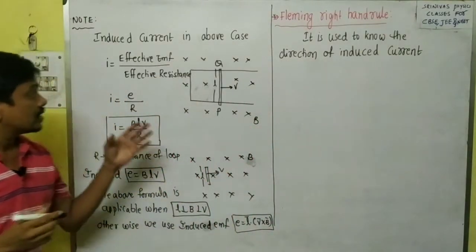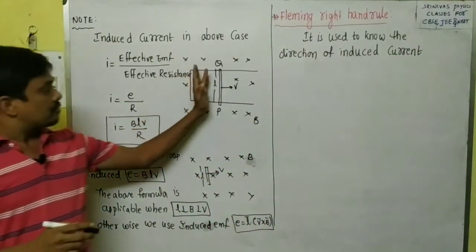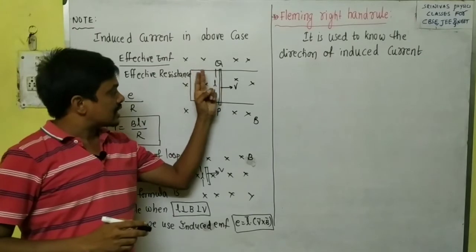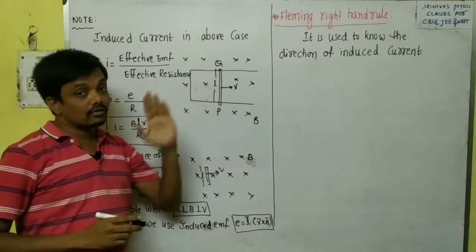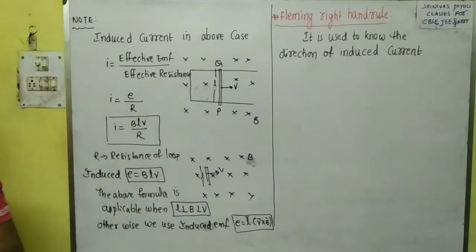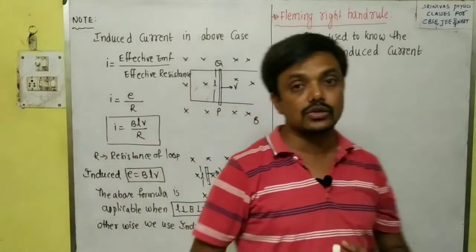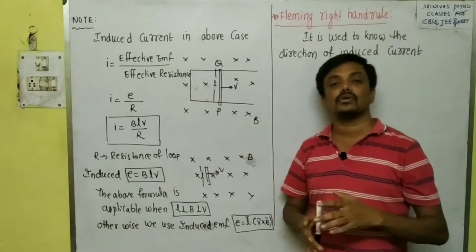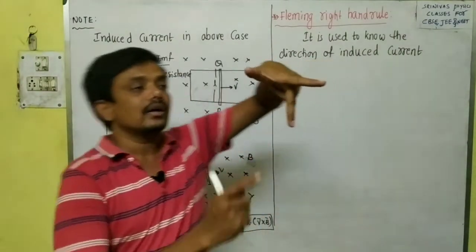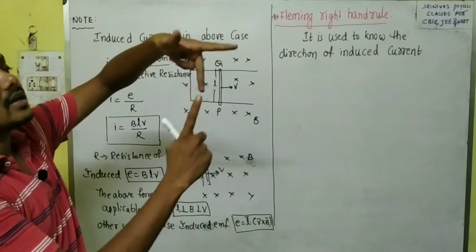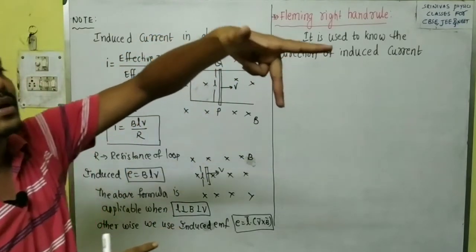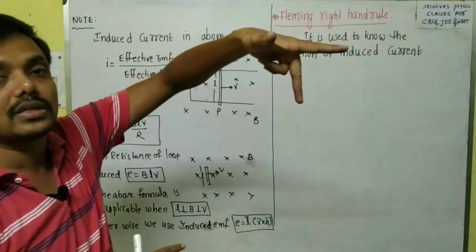Whenever the flux linked with a loop changes, a current will be induced, an EMF is induced. To know the direction of the current, we use the Fleming right hand rule. Then what is the Fleming right hand rule? It is very simple. The Fleming left hand rule also we learned. What is the Fleming left hand rule? You have to stretch the left hand forefinger, central finger, and thumb in such a way that they are mutually perpendicular to each other.